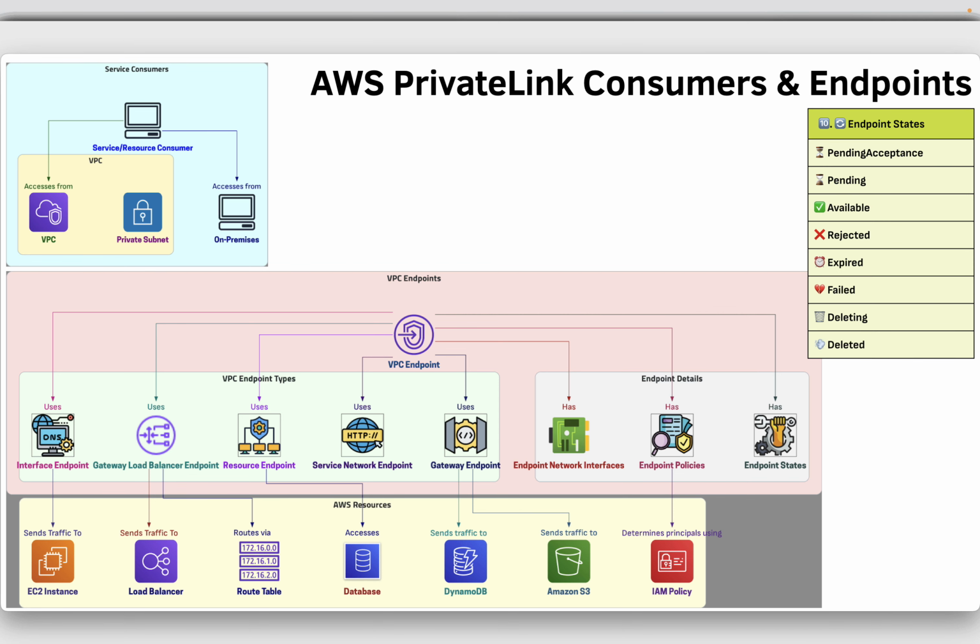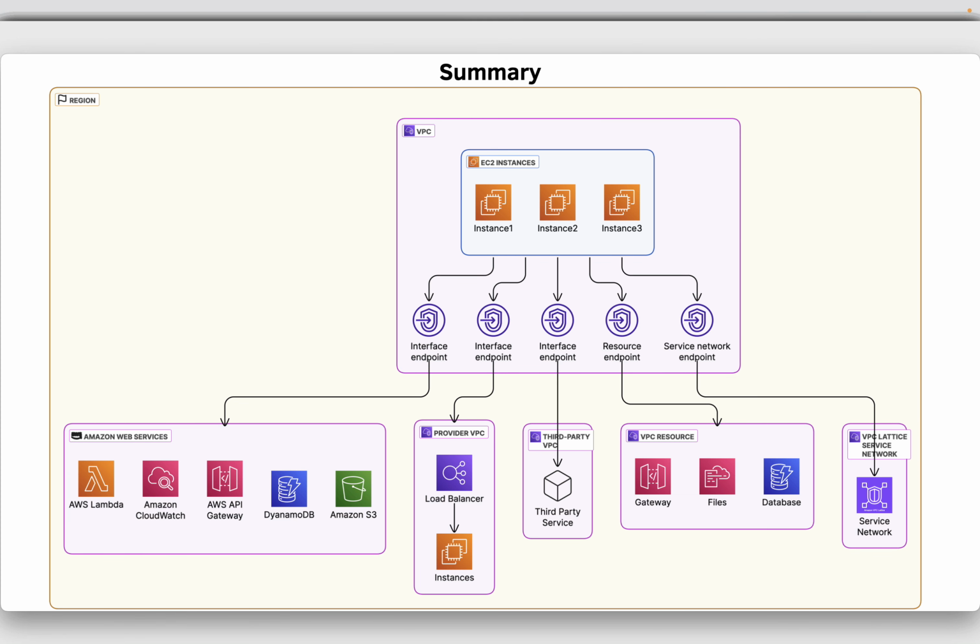Endpoint States. VPC endpoints can be in various states including pending acceptance, which are manual requests, pending, which are automatic requests, available, which is ready for use, rejected, expired, failed, deleting, and deleted. So, in summary, you can create VPC endpoints to connect clients in your VPC to services and resources that integrate with AWS PrivateLink. You can create your own VPC endpoint service and make it available to other AWS consumers.